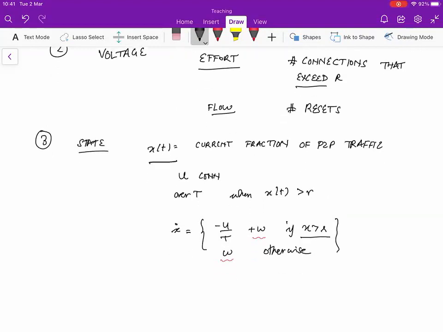Are we not mixing fraction of traffic with number of connections here? Because x is the fraction of traffic. Oh, I'm sorry. Yes, u is the number of connections. Yeah, I'm sorry. I should be careful here. Yeah, I am mixing the two. So this should be the actual, sorry, this is the number of connections with P2P traffic. Thank you.